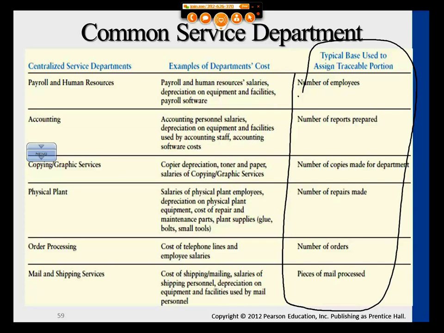So for payroll and human resources, you want to understand how many employees there are, right? So that I can correctly identify my costs. Number of reports prepared, number of copies made for departments, and such and such, for each of the centralized service departments.